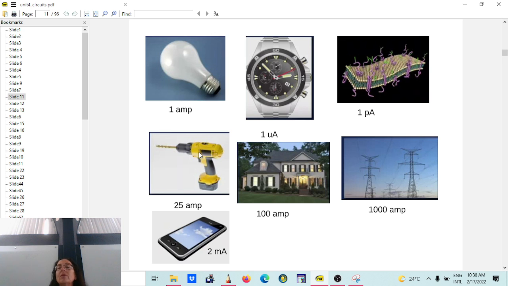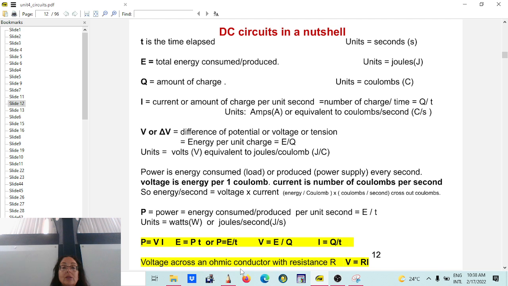And that will involve magnetism. You need a high current, so 25 amps for that drill. That big house, 100 amps, 1,000 amps on the high tension wires, 2 milliamps in your phone. Okay, just to give you an idea.